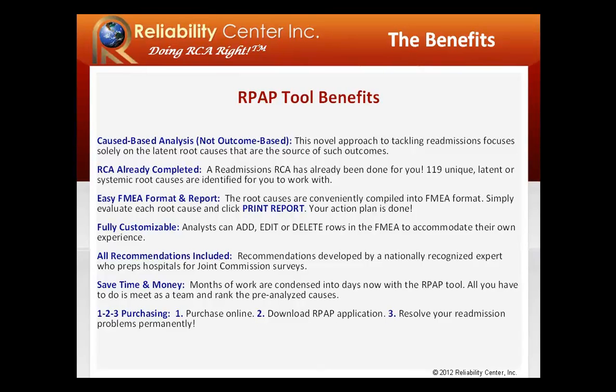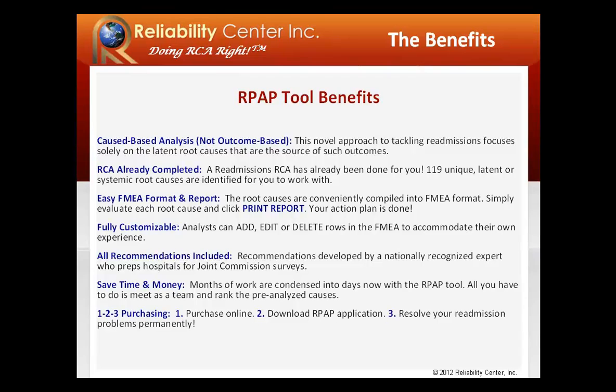We put all of the causes into an FMEA and made it so that you simply just have to put numbers in based on your experience. The line items are customizable so that it's not our FMEA, it's your FMEA. All the recommendations are included because that's what Karen does for a living. She teaches her clients how to make the recommendations that are acceptable to the Joint Commission. This saves an immense amount of time and money because you don't have to put labor at the table to be able to develop these type of things. Obviously, this saves time and money. Months of work are condensed into days now with the RPAP tool. All you have to do is meet as a team and rank the pre-analyzed causes.